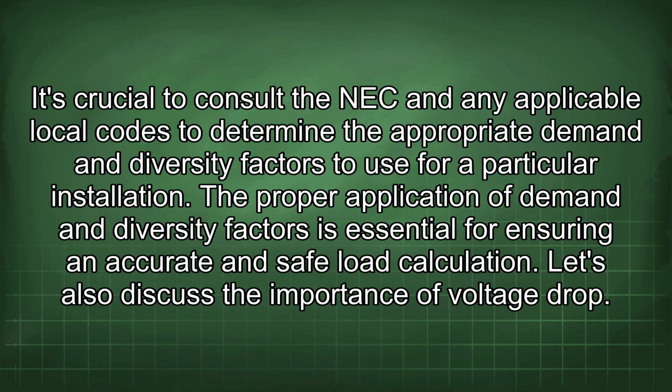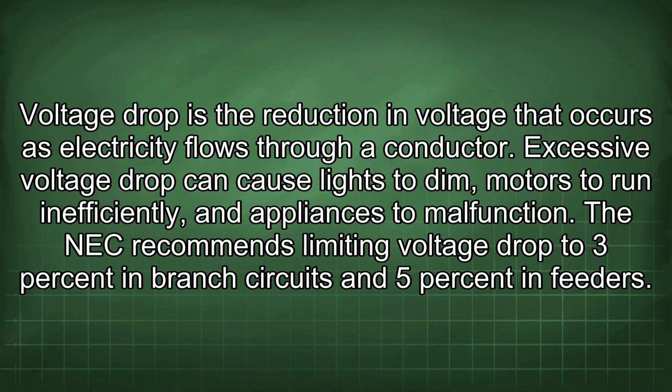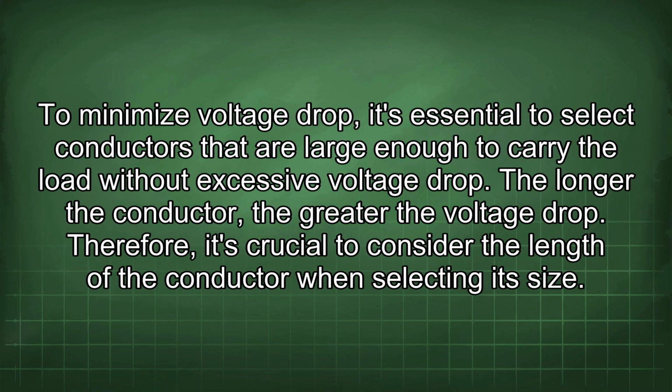Let's also discuss the importance of voltage drop. Voltage drop is the reduction in voltage that occurs as electricity flows through a conductor. Excessive voltage drop can cause lights to dim, motors to run inefficiently, and appliances to malfunction. The NEC recommends limiting voltage drop to 3% in branch circuits and 5% in feeders. To minimize voltage drop, it's essential to select conductors that are large enough to carry the load without excessive voltage drop. The longer the conductor, the greater the voltage drop. Therefore, it's crucial to consider the length of the conductor when selecting its size.